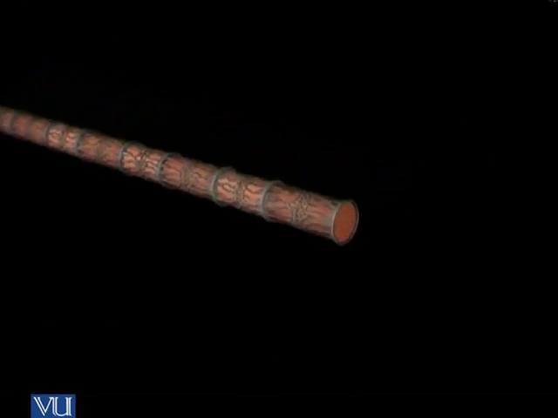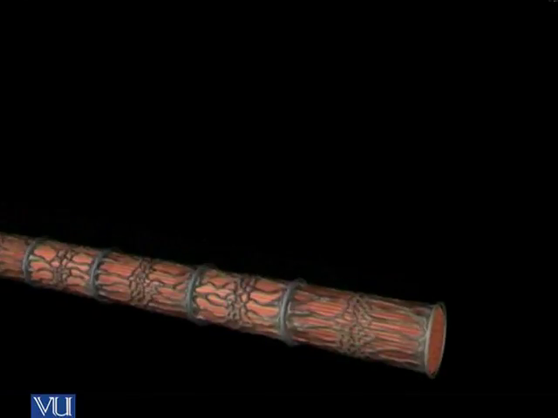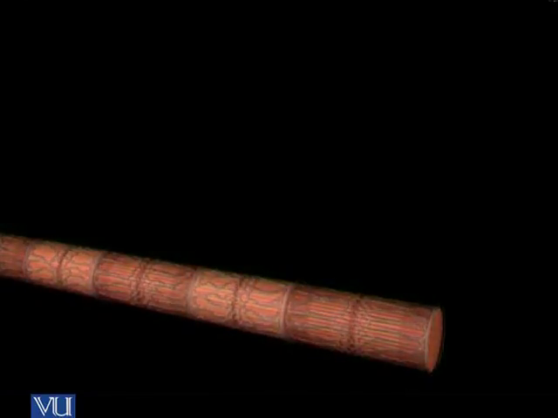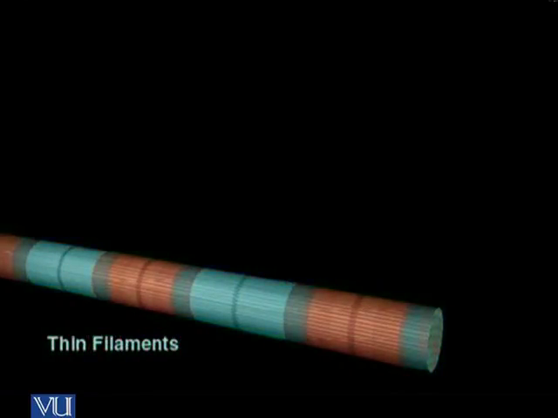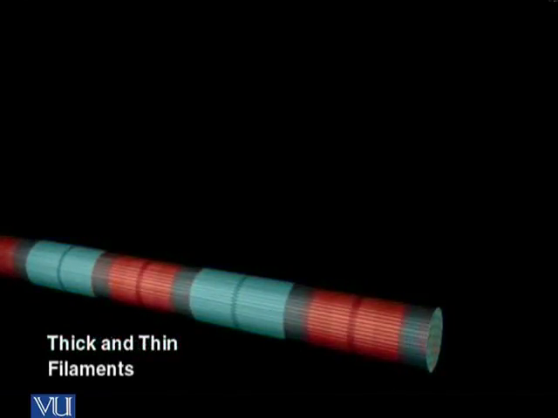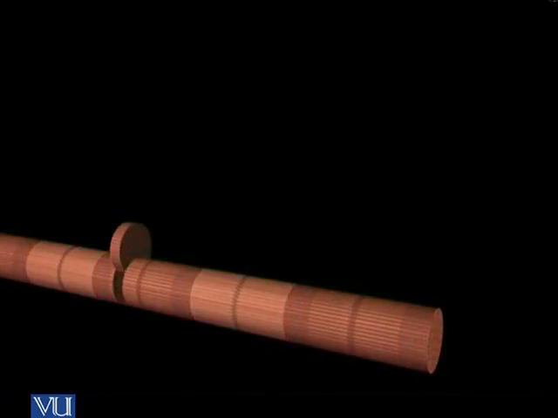So now we are going to see this structure at higher magnification. So now you can see the striated look, the thick filaments and the thin filaments in blue. Now you can look at them both, giving muscle the striated look.